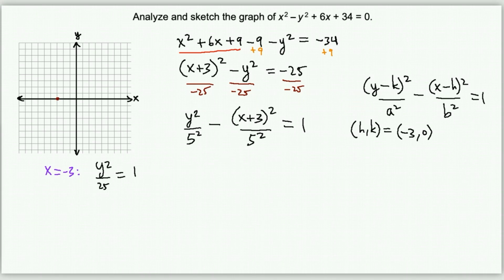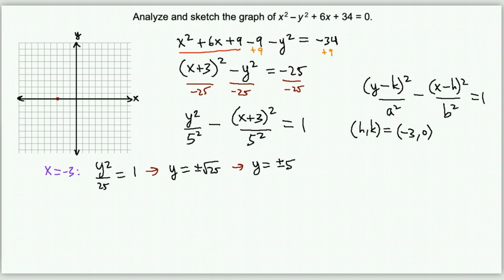So as a result, what happens is you get two y values, right? Multiplying both sides by 25 means y squared is equal to 25. Square rooting both sides gives you plus or minus the square root of 25, which gives you y is equal to plus or minus 5, right? So let's see. So minus 3, plus or minus 5.